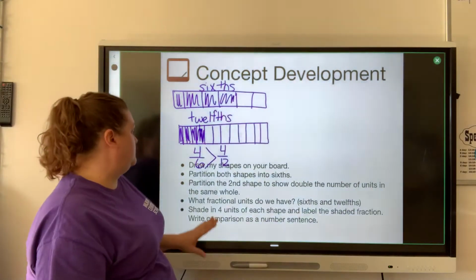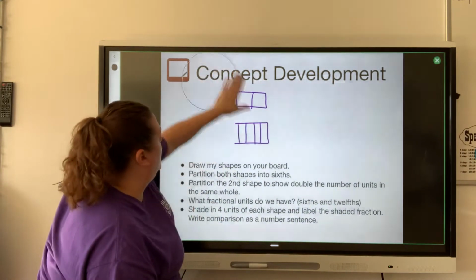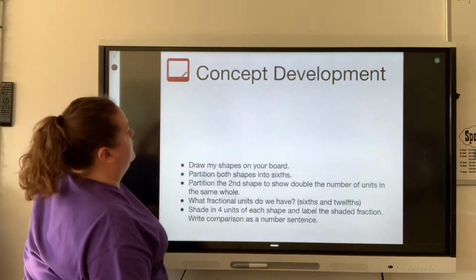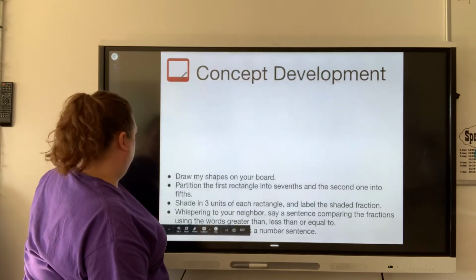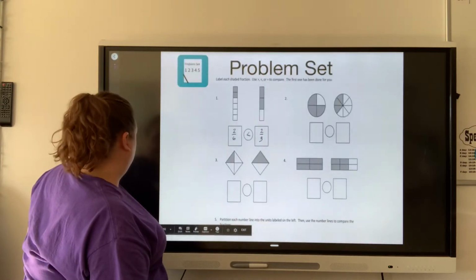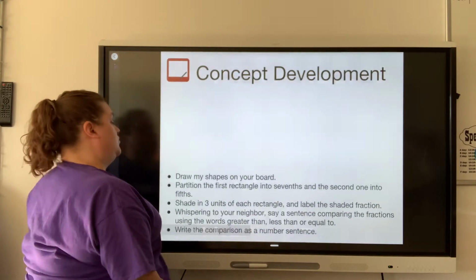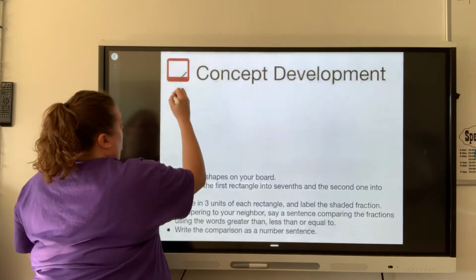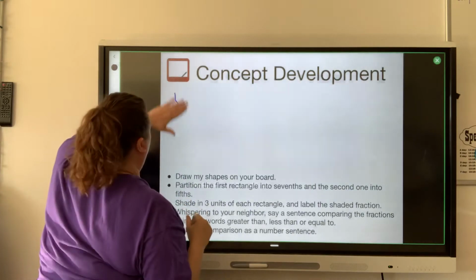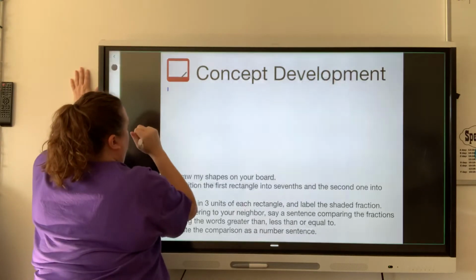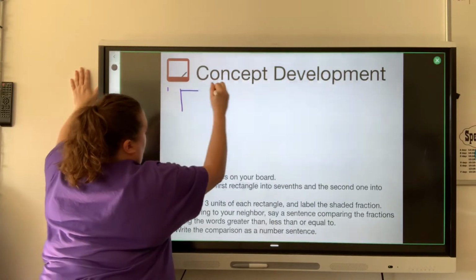So let's go on to our next example. Oops, I went too far. Draw my shapes on your board. So again, we're going to do 2 tape diagrams.